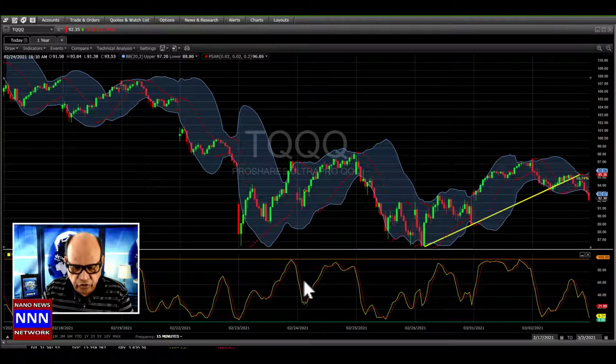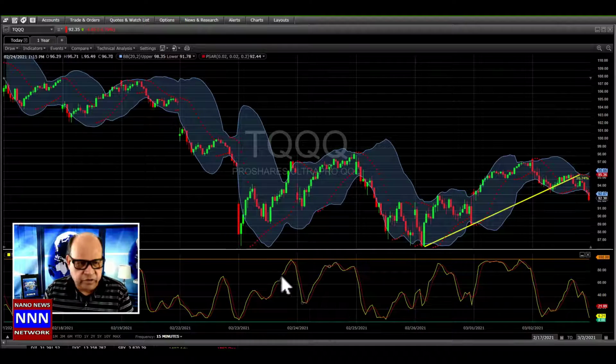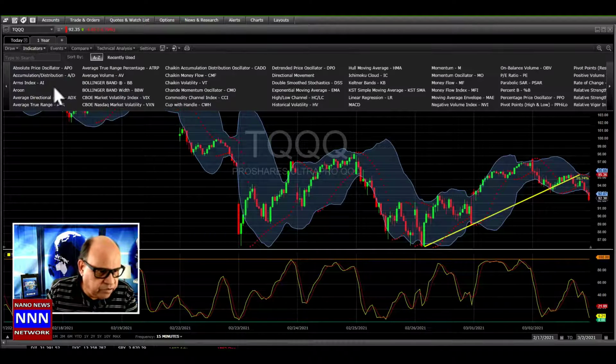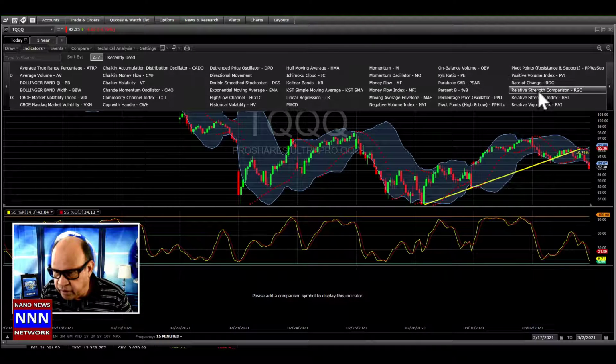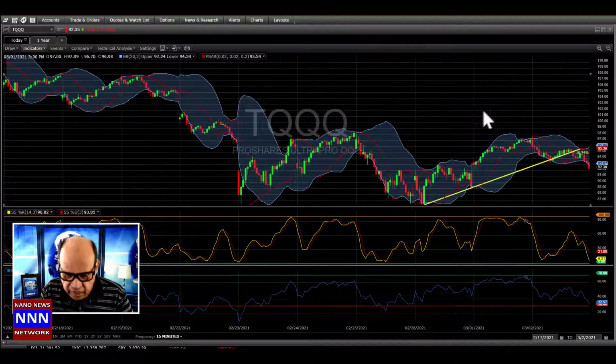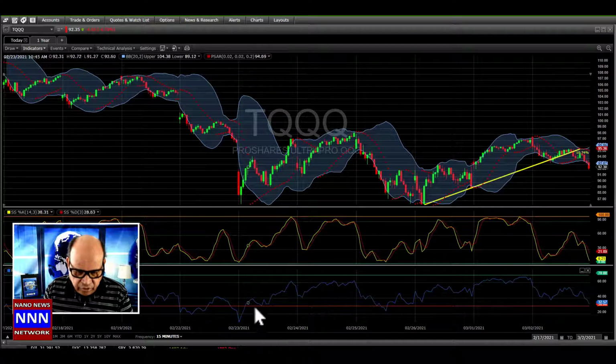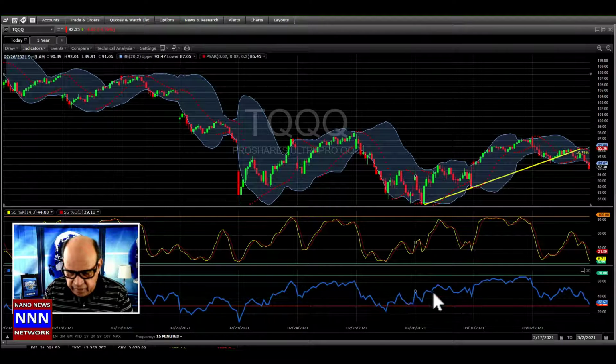Then you also use some kind of an oscillator here. Let me show. This is the slow stochastic oscillator. Let me see if we can change that to RSI, relative strength index. Okay. As you can see, relative strength index sort of parallels these waves, and it may give you a different indication.